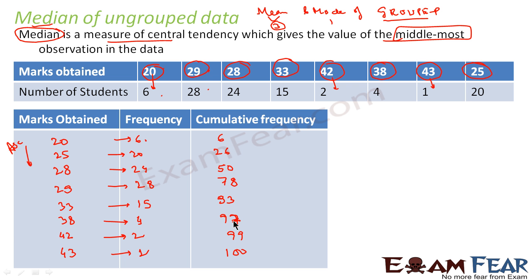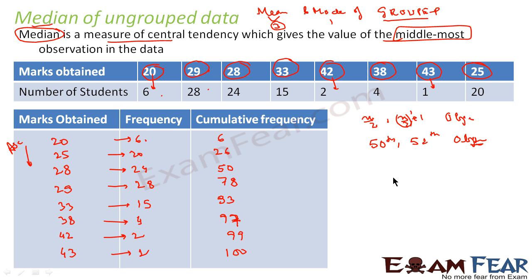The number of observations is 100. Correct? Since the number of observations is 100, I have to take n by 2 and n by 2 plus 1 observation. N by 2 is what? 50. So that is the 50th, and n by 2 plus 1 is the 51st observation. I have to take these values.